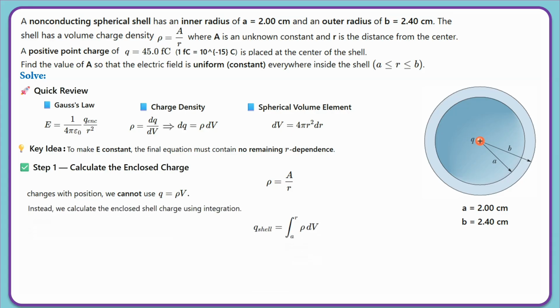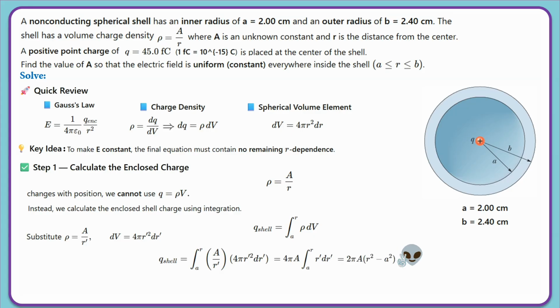For the shell region between A and R, we write Q shell equals the integral from A to R of rho dV. Now substitute rho equals A divided by R prime and dV equals 4 pi R prime squared dR prime. After simplifying and integrating, we obtain Q shell equals 2 pi A times (R squared minus A squared).